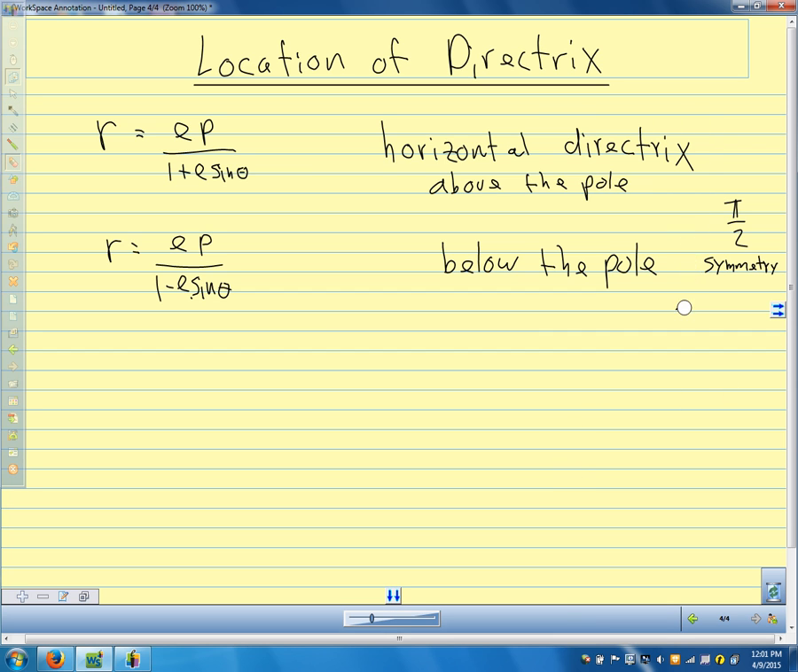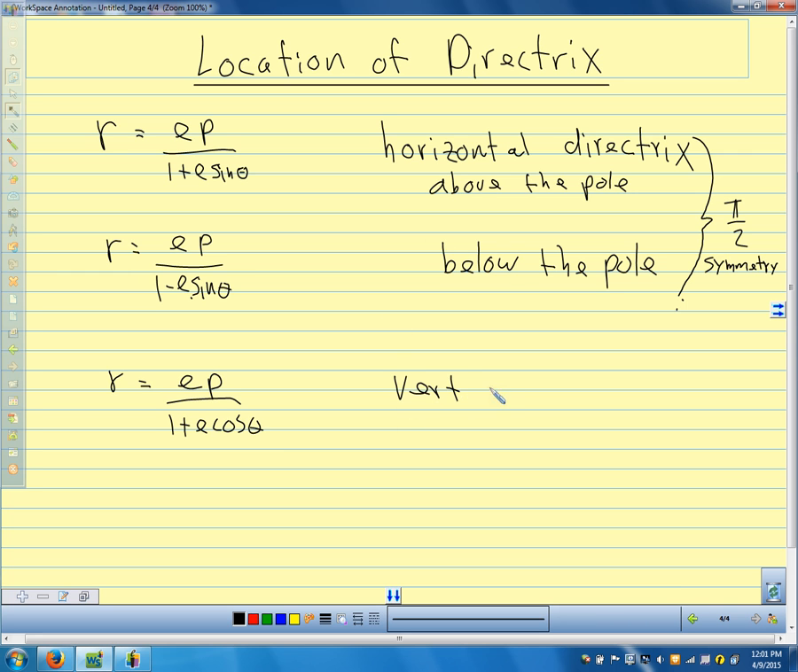And then for the cosine form of our conics, just like we would think, if r equals ep over 1 plus e cosine theta, this is going to have polar axis symmetry. So the directrix is going to have to be vertical, perpendicular to the axis. So we're going to have a vertical directrix. And the plus sign tells us it's to the right of the pole.